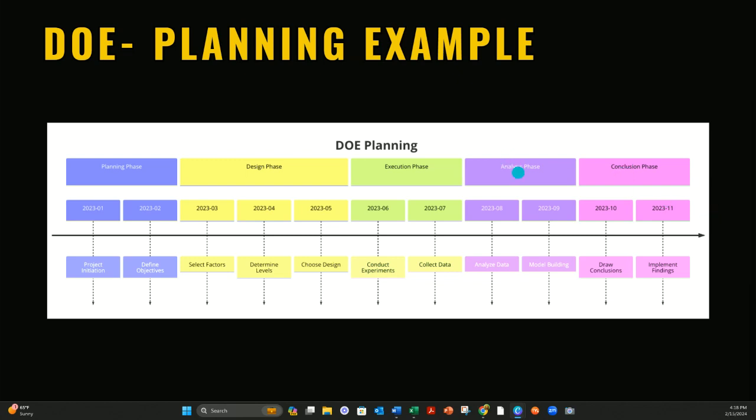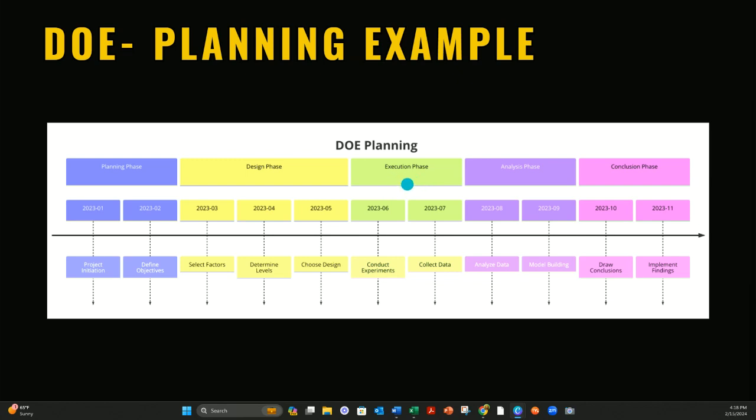So in the DOE planning phase, we can use this basic format. We'll go through our planning phase, and these are like timeline dates that you can utilize. And this is just an example of a basic framework for DOE. But how are we going to select those factors? What's going to be the determinant levels? How are we going to choose our process design?